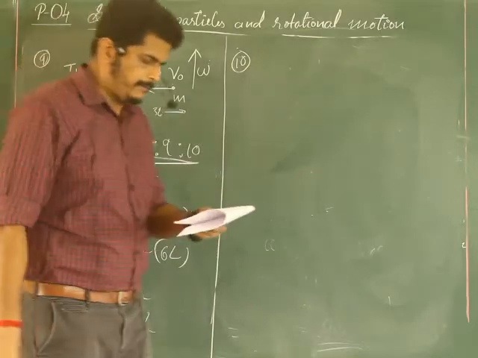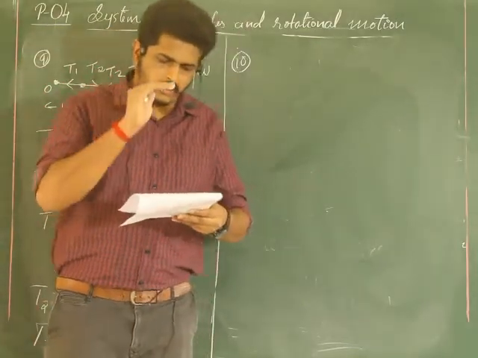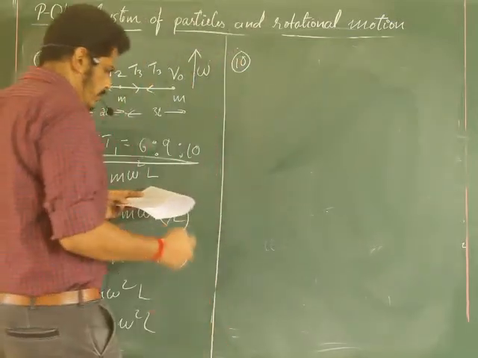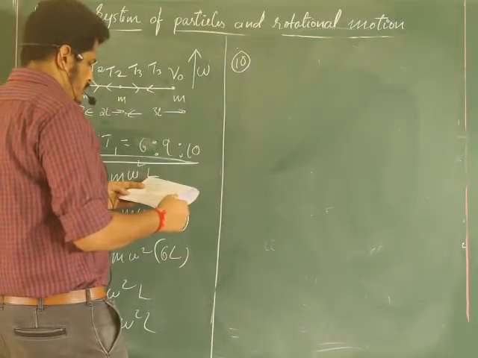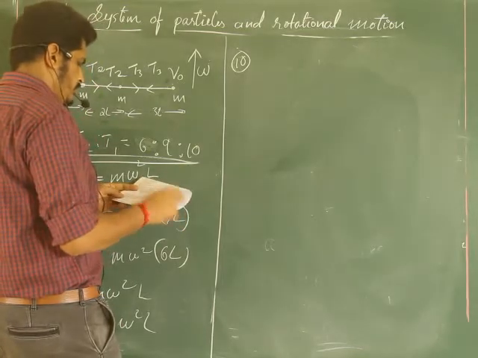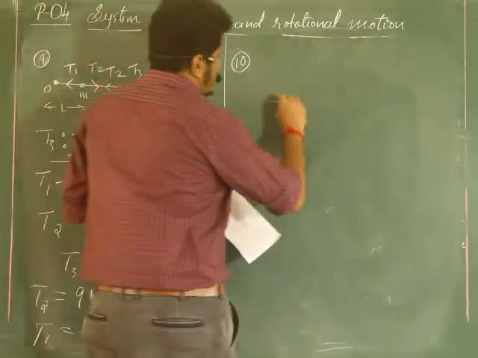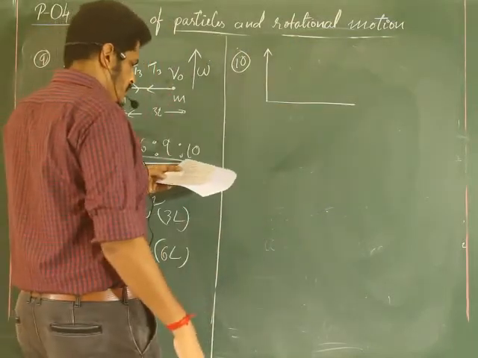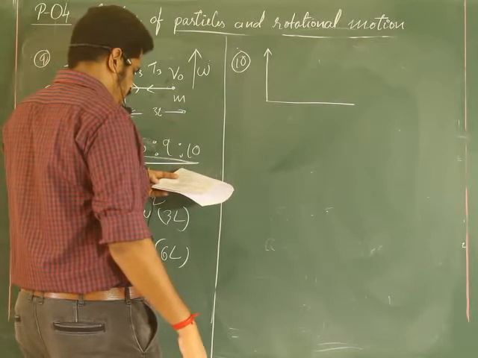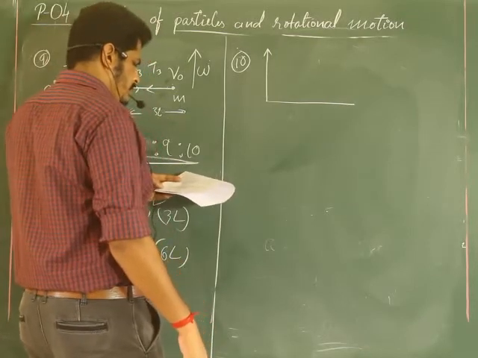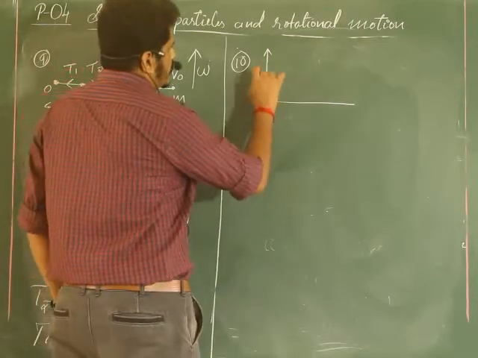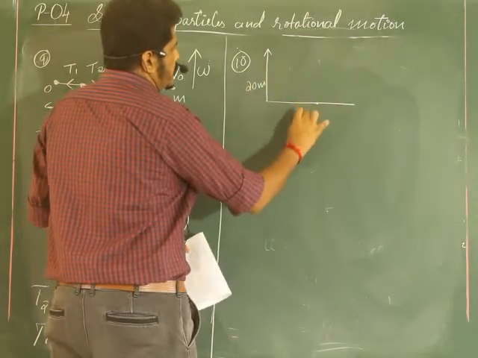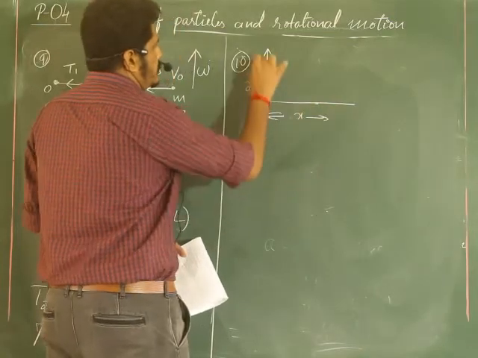Question number 10, I will read. A stone is moved in a horizontal circle of radius 4 cm by means of a string at a height of 20 meter above the ground. The string breaks, and the particle flies off horizontally. So this is the ground, at a height of 20 meter, the y direction. The circle of radius 4 centimeter, that is x I will take, and this is y.